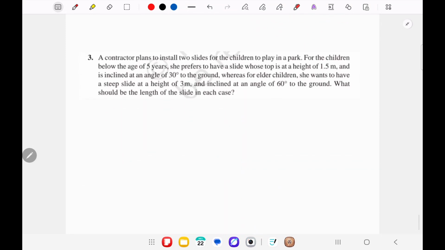Now let's see question number 3. In question number 3, it is given that a contractor plans to install 2 slides for the children to play in a park. For the children below the age of 5 years, she prefers to have a slide whose top is at height 1.5 meter. So let's draw the figure by reading the question.